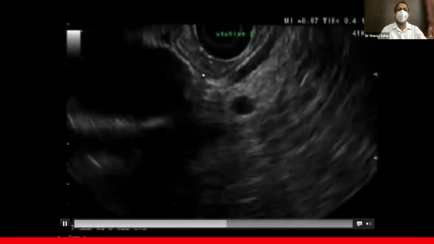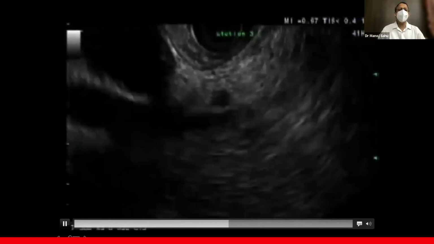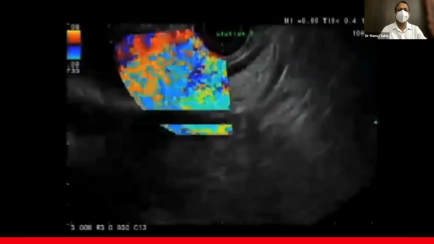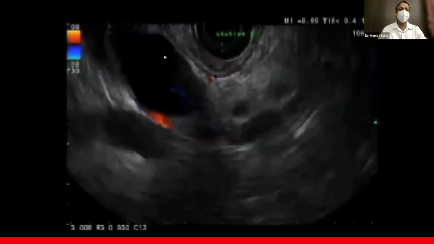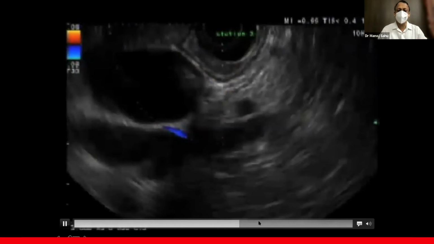Sometimes you need to spend a little time to see the bile duct, and the bile duct can be followed towards the hilum, towards the ampulla. And when you are not very sure, Doppler can be used. Here the portal vein is down, and the bile duct is very much dilated.